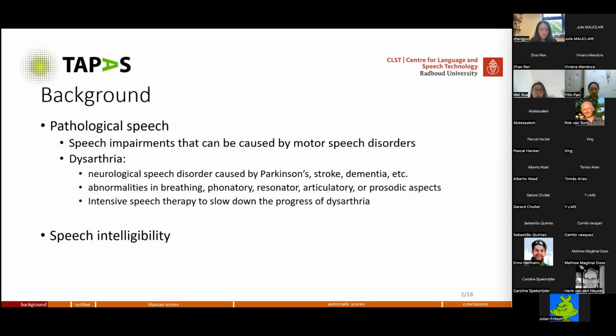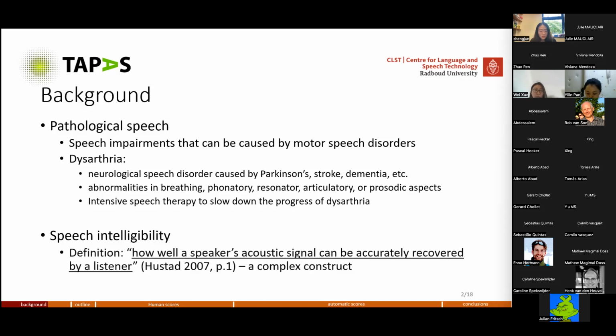we can use a notion called speech intelligibility. However, speech intelligibility has many different definitions in different studies. While in my research, I generally adopted a pretty neutral one, that is, speech intelligibility refers to how well a speaker's acoustic signal can be accurately recovered by a listener, which was proposed by Houston in 2007. Intelligibility is a pretty complex construct as it can be influenced by the above mentioned abnormalities.